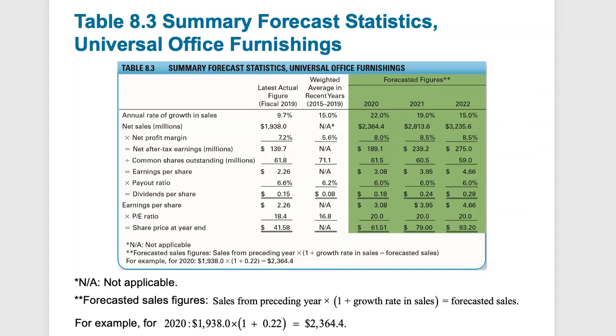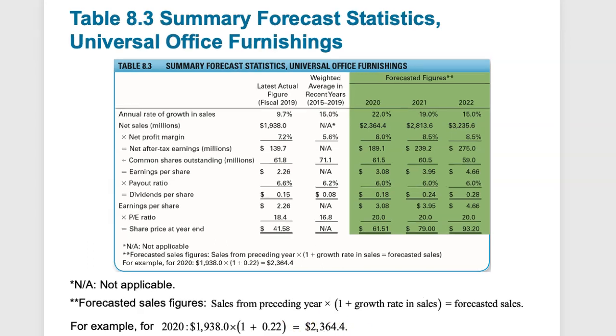Okay. Now, let's look at the forecasting statistics. Just note that the forecasted sales are sales from the previous year times 1 plus the growth rate in sales. So basically, if we want to grow the sales for 2020, we're going to take 2019 sales and multiply by 1 plus 22%, the growth rate in sales, to get the new sales.